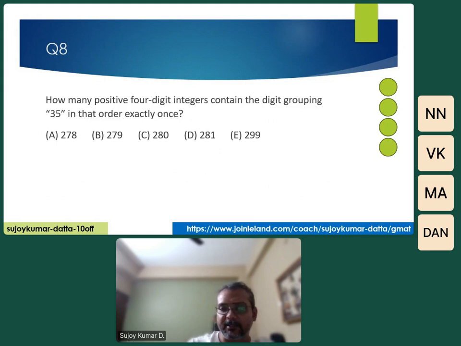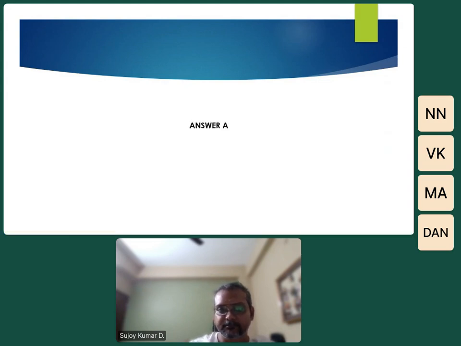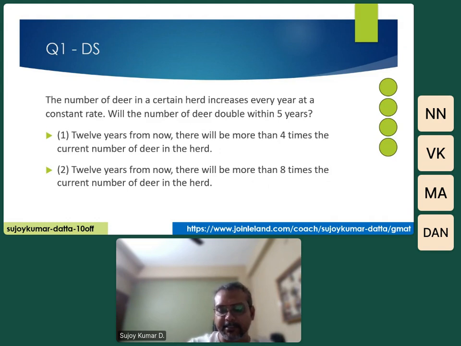This one also is a very good question on permutation combination, counting. And these are the data sufficiency ones.